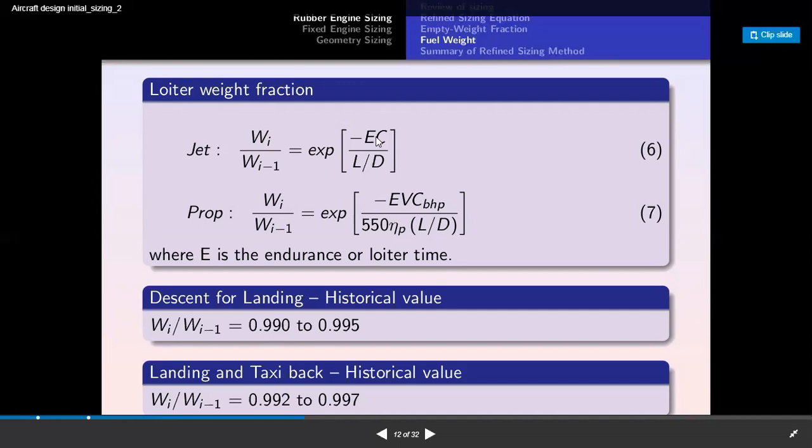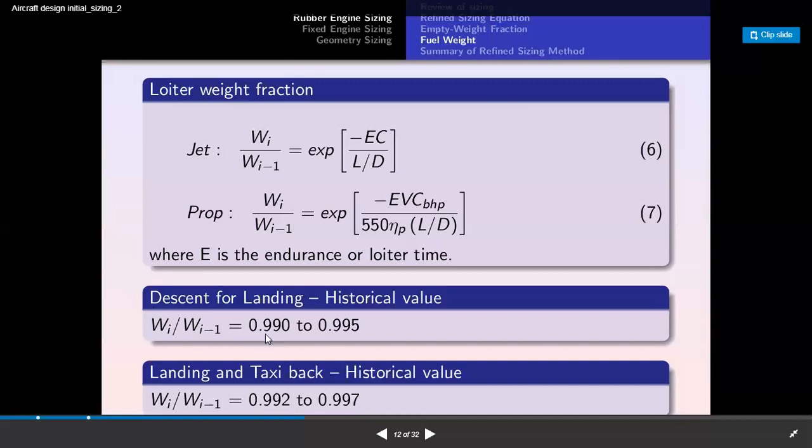That is called endurance. C is called the specific fuel consumption, and L by D is called the lift to drag ratio. That is for a jet. And Wi by Wi minus 1 for a propeller based aircraft, we can see here again the BHP is coming up. Wherever it is a propeller based aircraft, we can see the brake horsepower. We are speaking about the brake horsepower and also the propeller efficiency, where E is the endurance or loiter time. Clear?